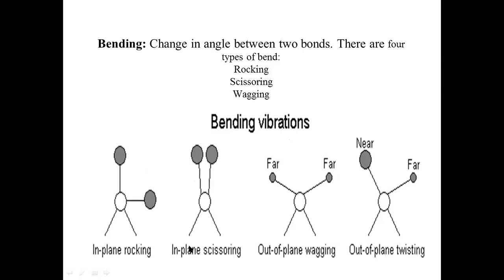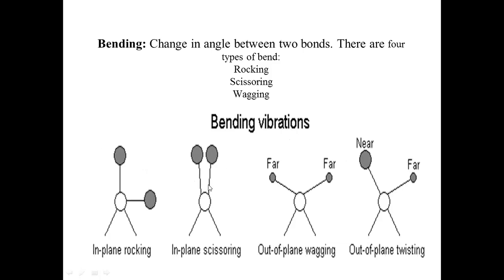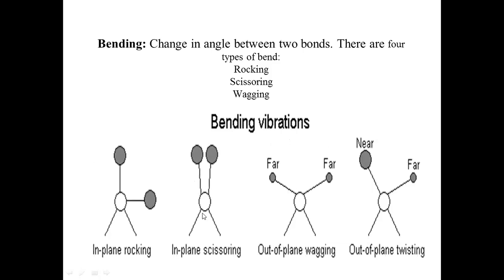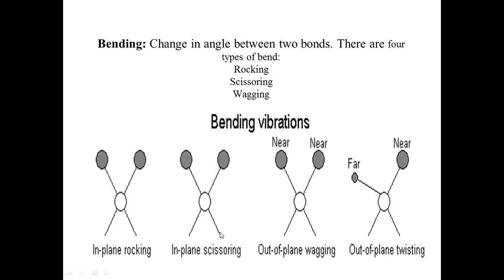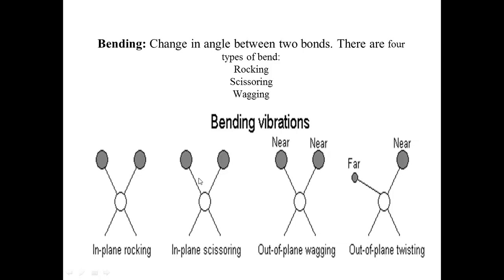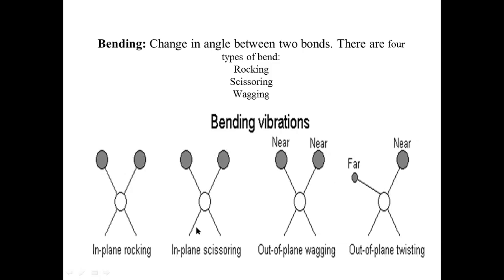While in case of in plane scissoring, here also, why in plane? Because the atoms are remaining in the previous plane itself, they are not changing the plane. And scissoring, in a scissoring motion, it is exactly the way the scissor moves. One atom is moving in the opposite direction to the other atom. So you call this an in plane scissoring.